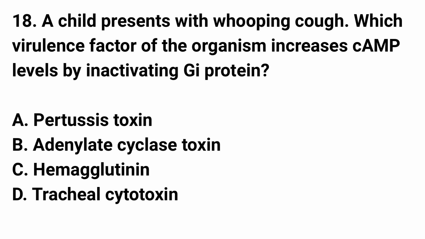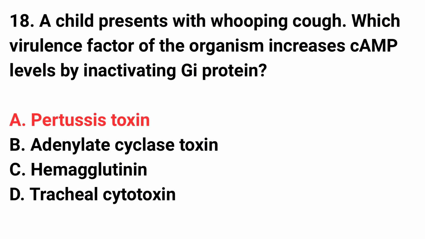Question number 18. A child presents with whooping cough. Which virulence factor of the organism increases cyclic AMP levels by inactivating GI protein? Pertussis toxin, adenylate cyclase toxin, hemagglutinin, tracheal cytotoxin. The right answer is option A, pertussis toxin. Bordetella pertussis produces pertussis toxin that inactivates GI protein, leading to increased cyclic AMP levels. This contributes to lymphocytosis and the severe coughing spells seen in whooping cough.